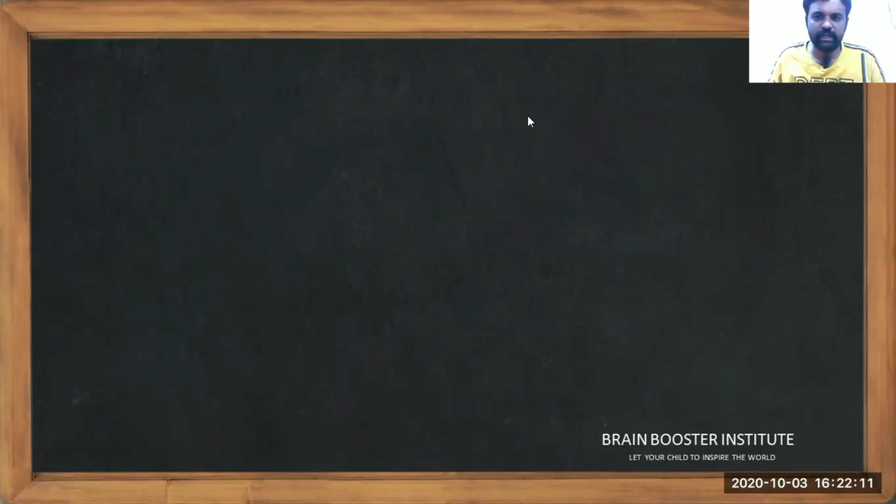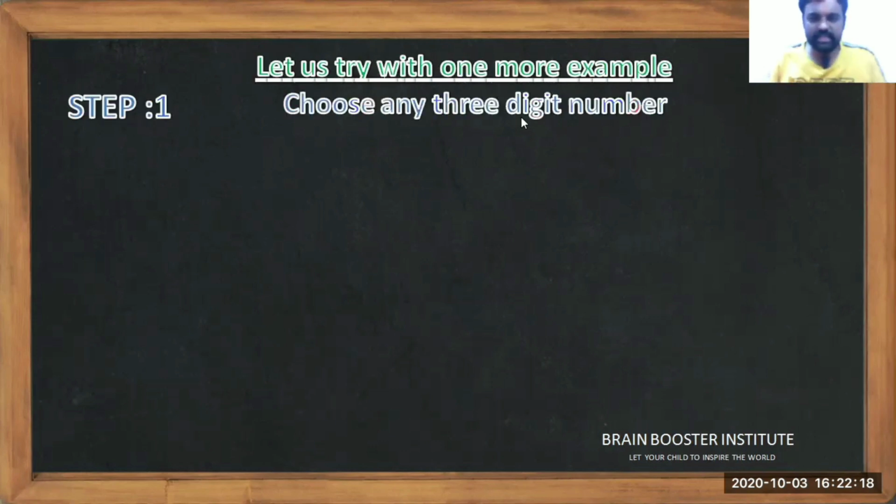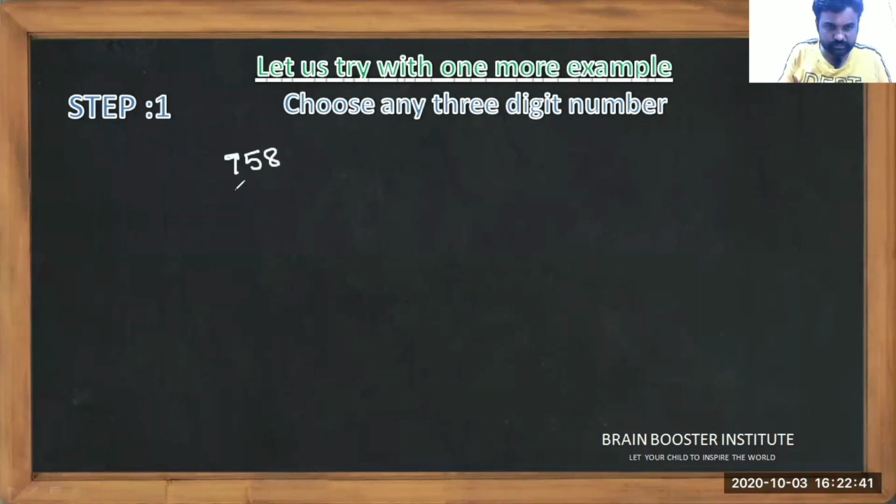Okay. See, step one, choose any three-digit number. I already told you, except 100, 110, and 101. So now let us take a number between 900 and 1000. Let us take 958. It is a three-digit number.